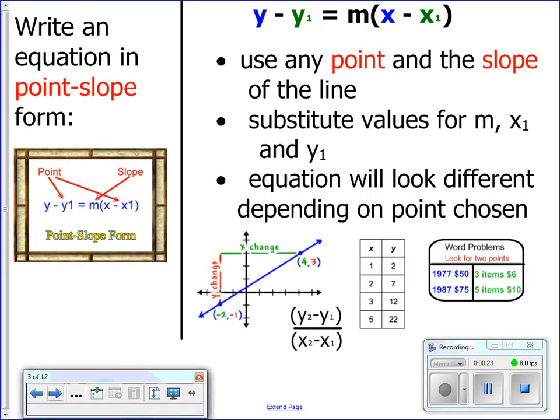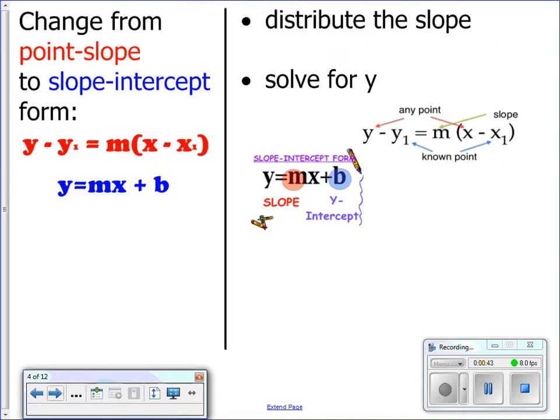So to write an equation in point slope form, we use the formula y minus y1 equals m times x minus x1. The y1 and the x1 is a point on the line. So you can use any point on the line. You substitute values for that m, x, and y, and the equation will look different depending on which point you choose. So to change from point slope to slope-intercept, again, we're putting in those values for the y, m, and x. We distribute the slope and then solve for y.